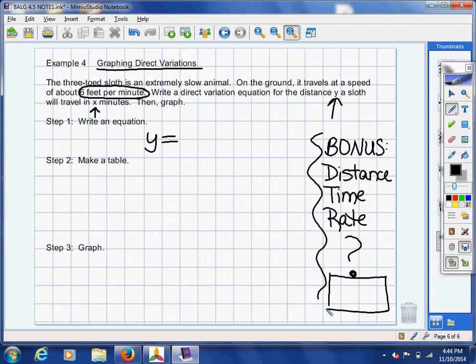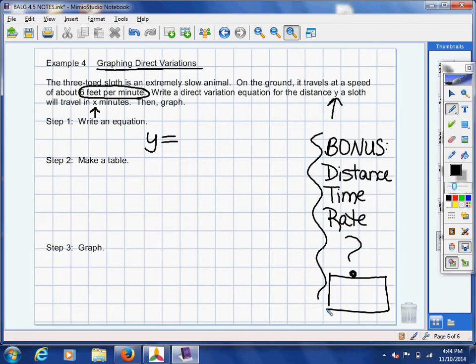So let's get back to writing our equation. What we want to do is we want to use the 6 feet per minute. And we know that every minute that goes by, this creature is going to go 6 feet. Okay? So if you're having a hard time coming up with the equation, you're like, I don't have a clue, Mrs. Thompson. This is just over my head. I don't know what to do and what you want me to write.